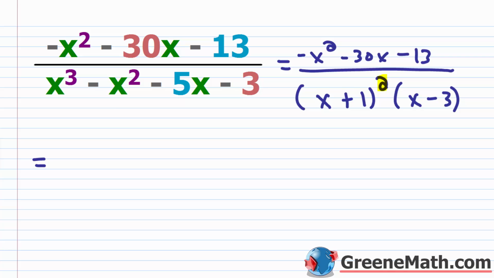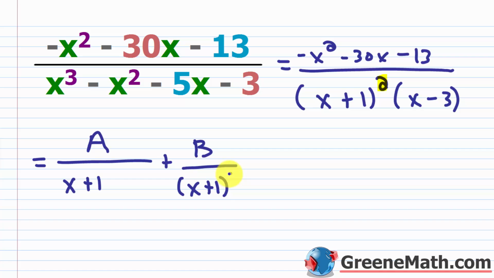So what I'm going to do is say that I have a over x plus 1, and then plus b over x plus 1, that quantity squared, and then plus c over x minus 3. Okay, so this is the setup for this one.